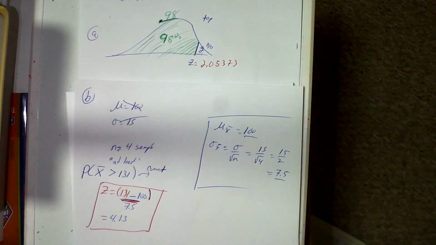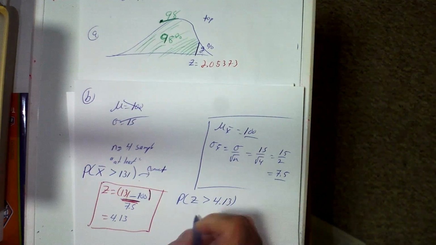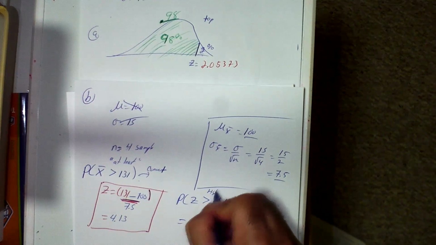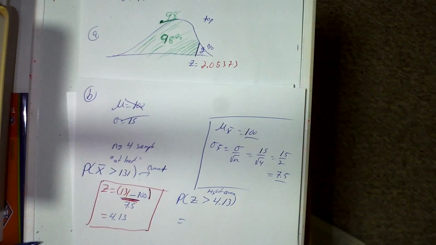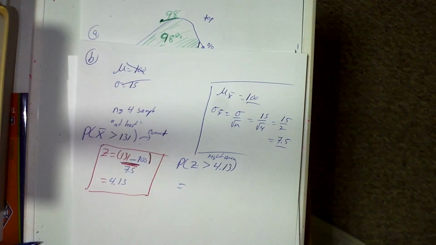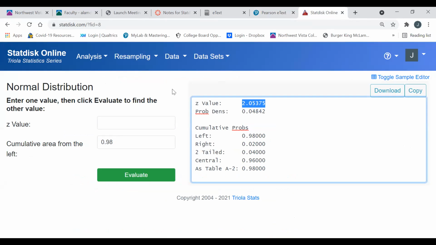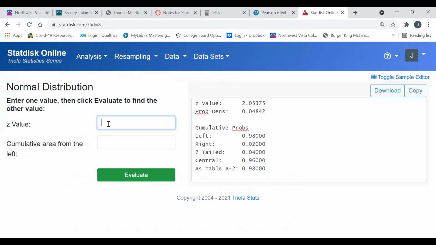So we're going to do the probability of Z being greater than 4.13. Because it's greater than, I'm going to look at the right area. So I'm going to go up to 4.13 in my StatDisk. And let's see what we get. Aren't you curious? What's the probability that these people have IQ scores that are above 131? Right area. Oh, look at that. 0.000. That's 0.